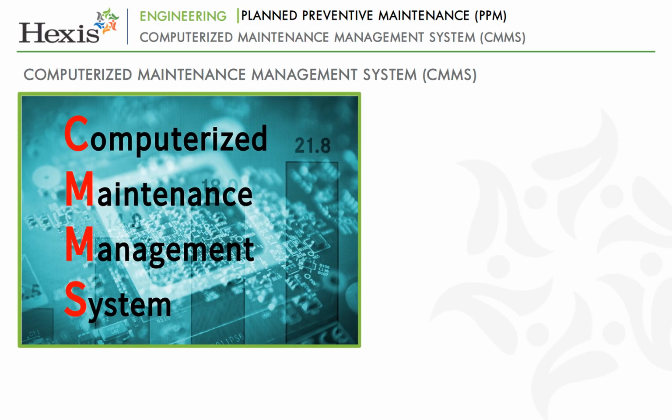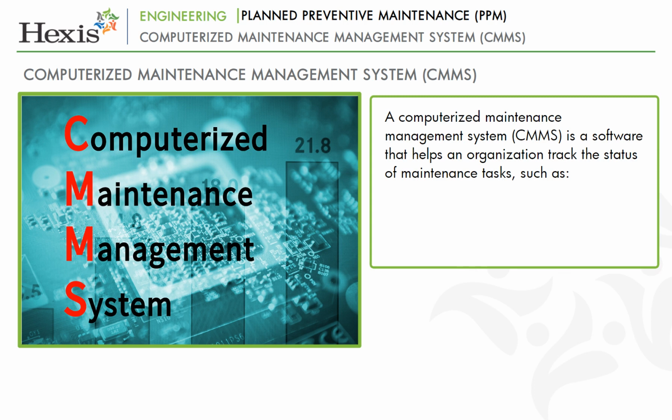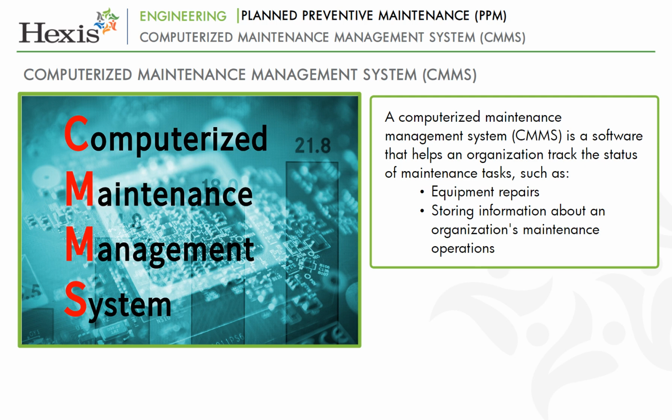Lastly, we will learn about the Computerized Maintenance Management System, CMMS. A Computerized Maintenance Management System, CMMS, is software that helps an organization track the status of maintenance tasks, such as equipment repairs, and store information about an organization's maintenance operations.